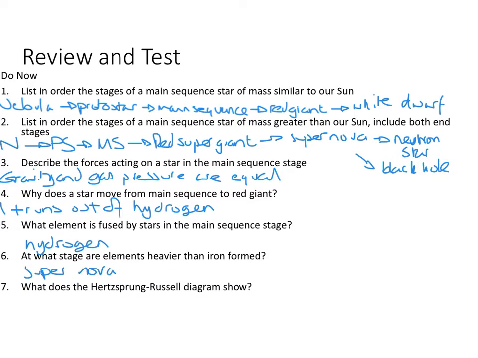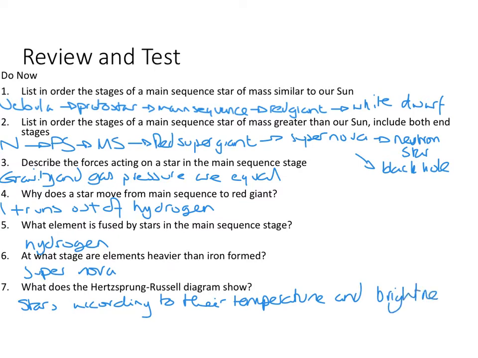And finally, what does the Hertzsprung-Russell diagram show? It shows us stars according to their temperature and brightness. And we can use that to group our stars into the different stages. So we get our main sequence, our red giants, our red supergiants, and then our white dwarfs. So pause the video if you need to write any of those in. Please do that now.